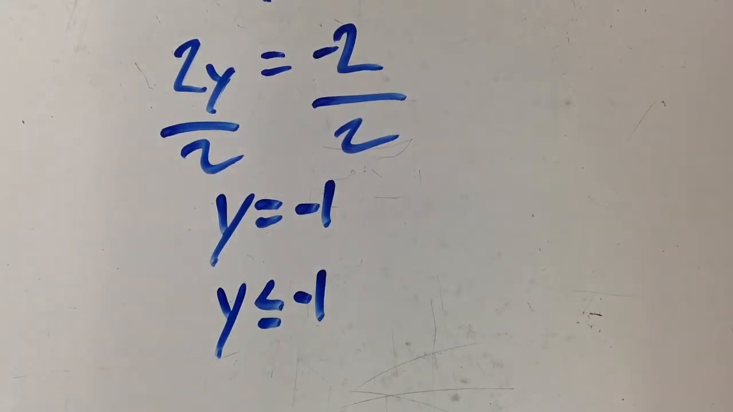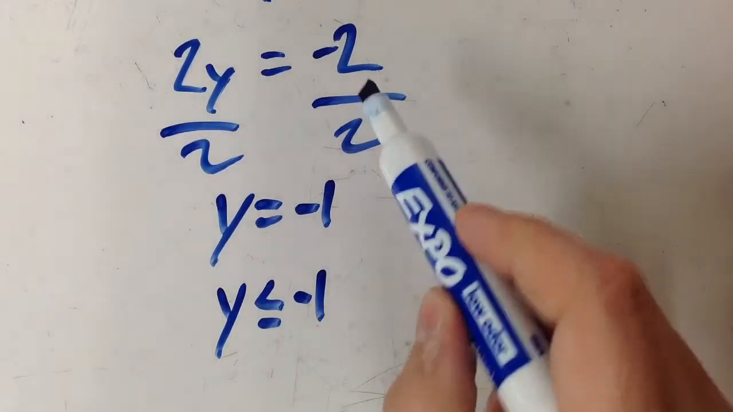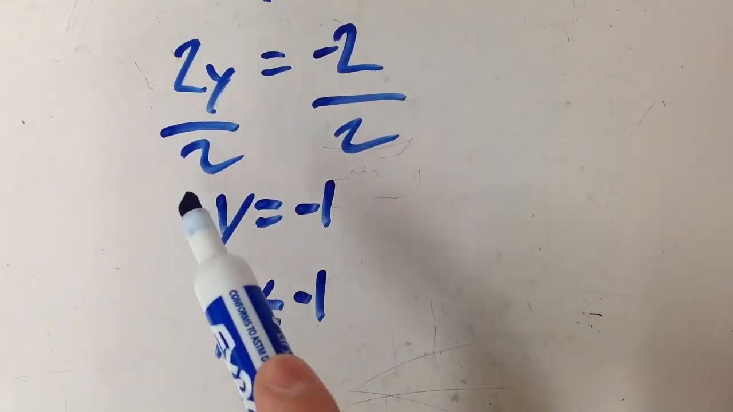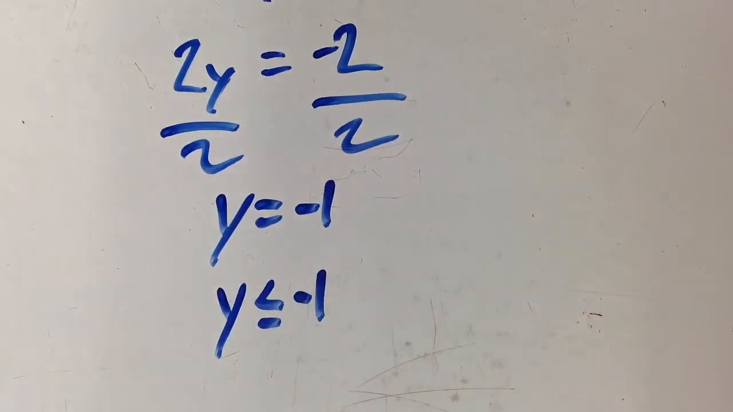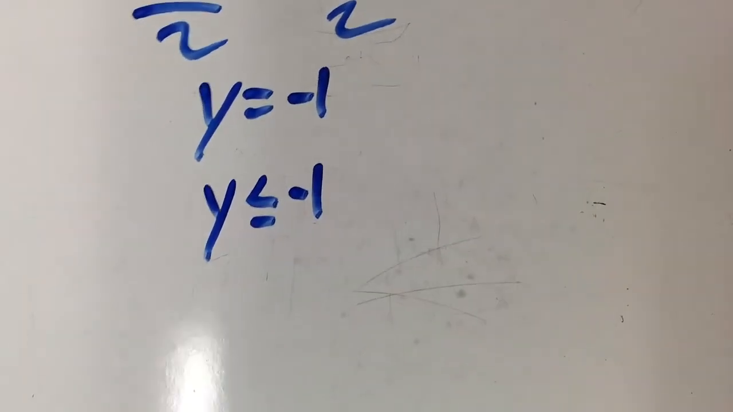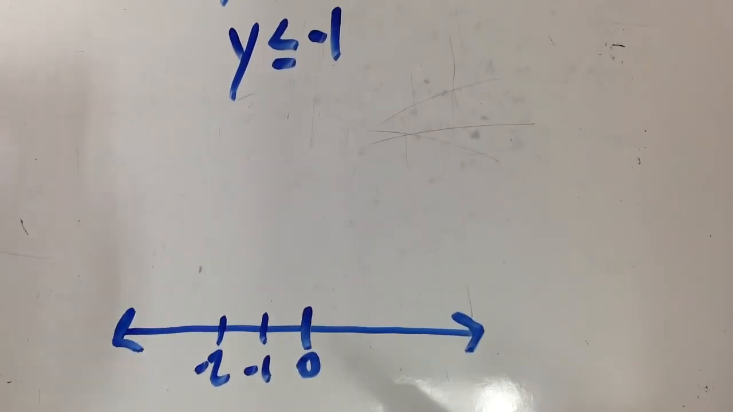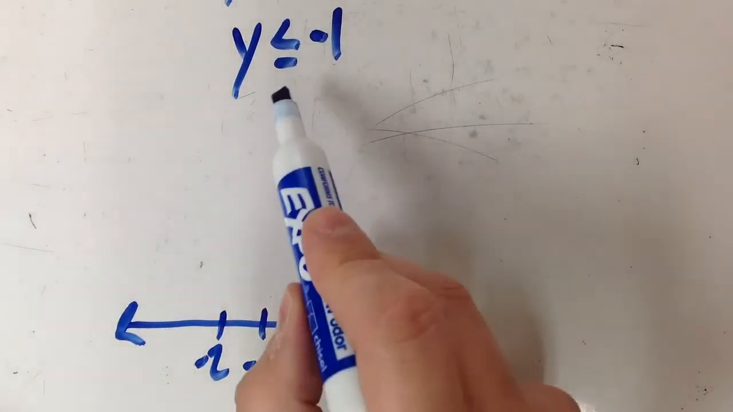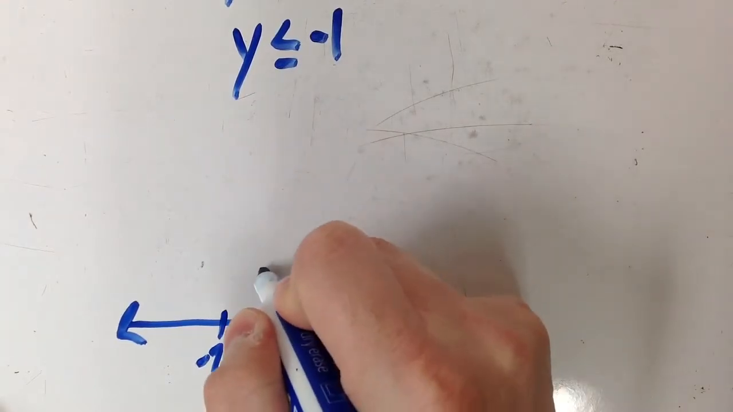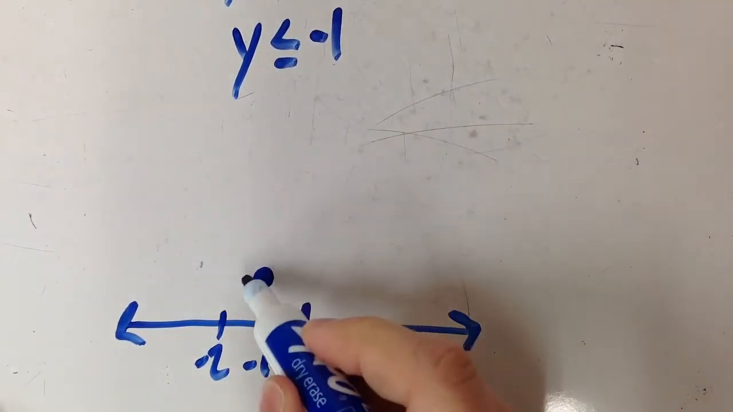Now then I ask myself, did I multiply or divide by a negative number? I worked with a negative number, but I did not multiply or divide by a negative number to both sides, so this sign does not change. I can go down here to graph, move this whiteboard a little bit more, there you go. And I've got a closed dot at negative 1, and my line's going this way.